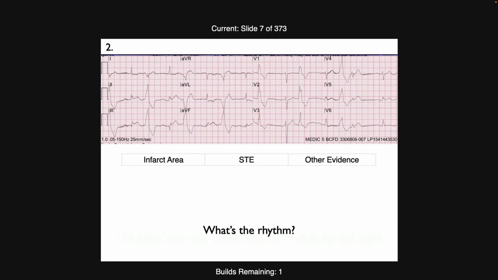Now, I'll give you a hint here: the key to understanding this particular 12 lead is knowing what the rhythm is first. Okay, so what's the rhythm? Pretend this was just an ECG class. What is it? Bigeminal PVCs. Okay, so it's a sinus rhythm with bigeminal PVCs, right?